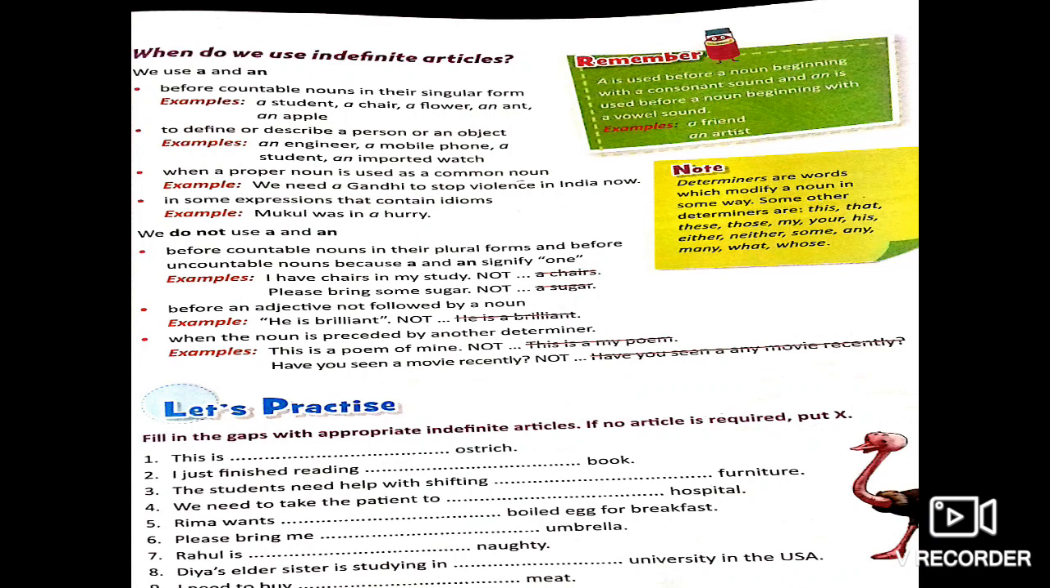Next, we do not use a and an. Now, where do we not use indefinite articles? Okay, we do not use indefinite articles before countable nouns in their plural forms and before uncountable nouns, because a and an signify one. We know this, we cannot use a or an for uncountables and also for plural forms, because a and an always stand for singular, for one.